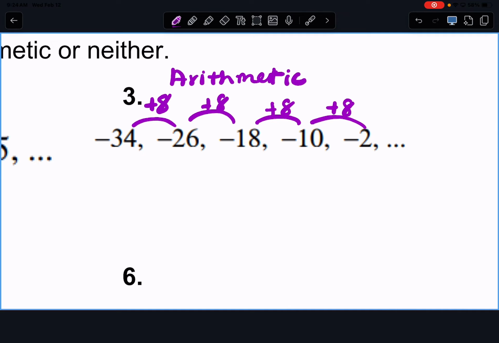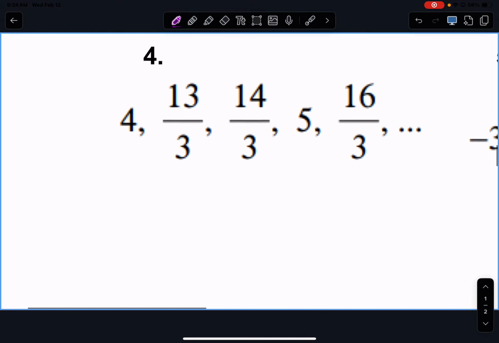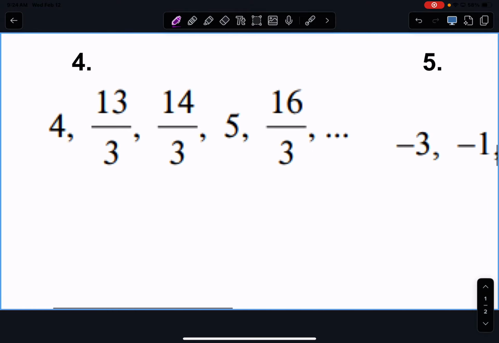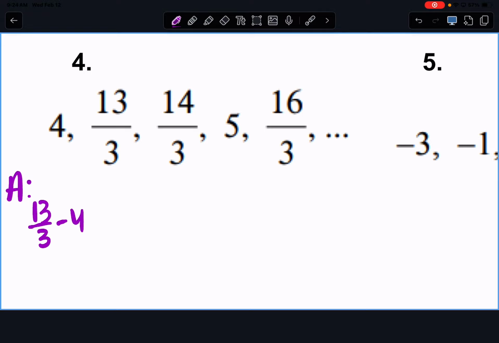All right. The ones at the bottom, they're a little bit more tricky. So let's check number 4 using our calculators. Let's just check it for both of them, see if it's either. We're going to start with arithmetic. What is 13 divided by 3 minus 4?